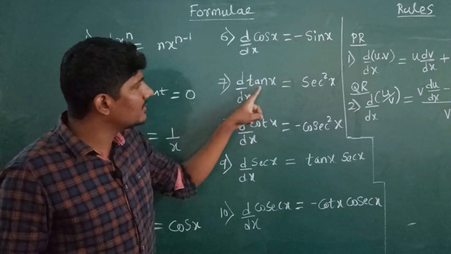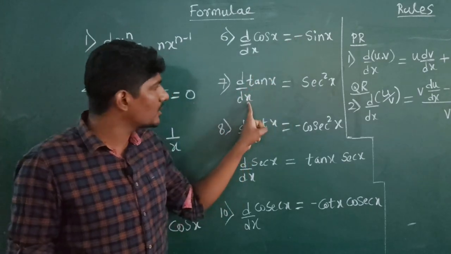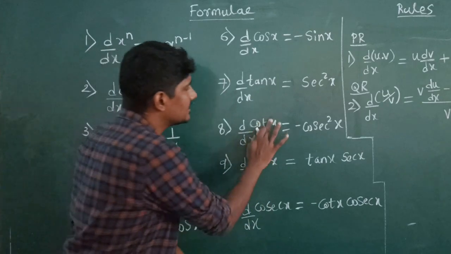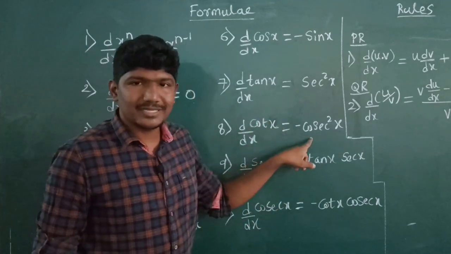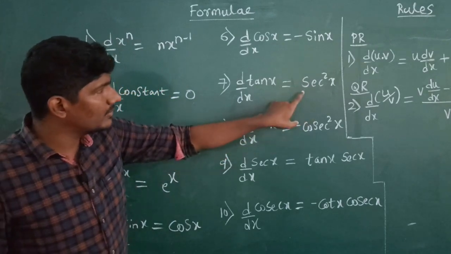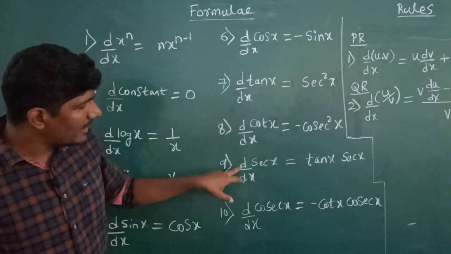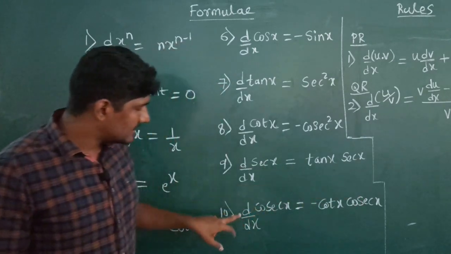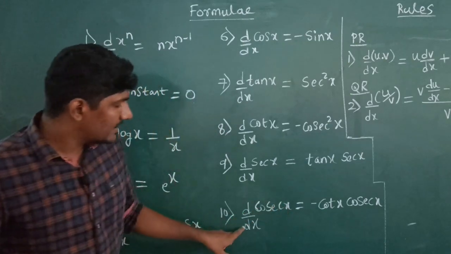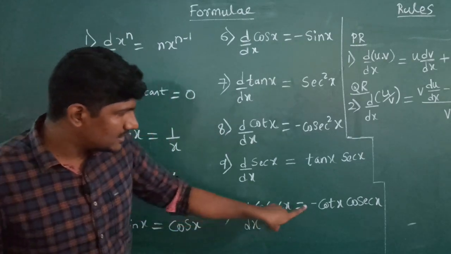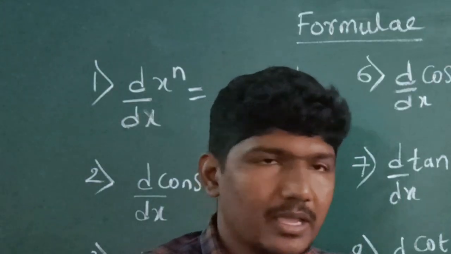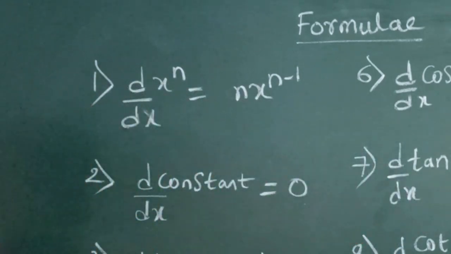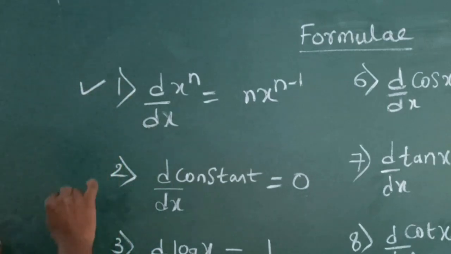Next we have d by dx of tan x. Differentiation of tan x with respect to x is sec square x. Next we have d by dx of cot x. It is minus cosec square x. Again, with the same logic you can remember this. Next we have d by dx of sec x, that equals tan x sec x. Finally, differentiation of cosec x with respect to x is minus cot x cosec x. These are some formulae, and you need to remember them, very important.